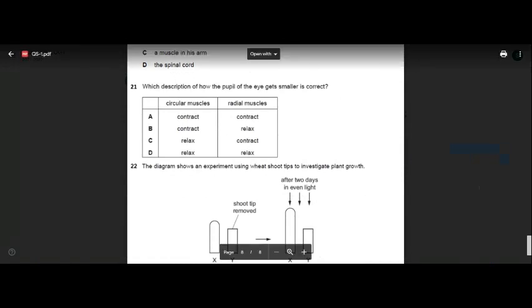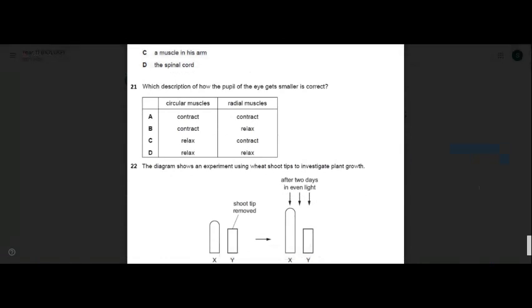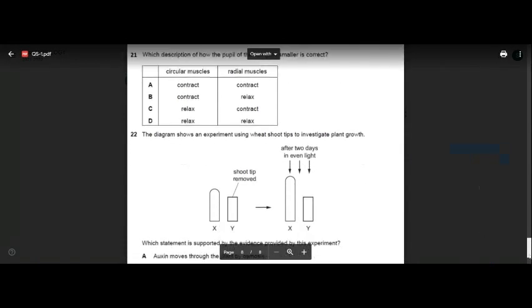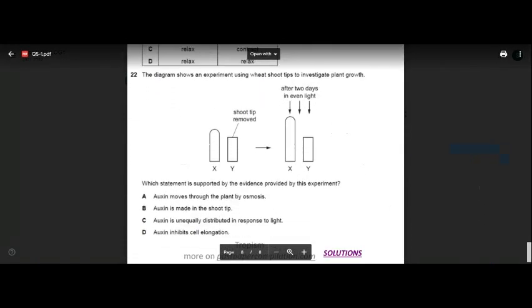And 21, which description of how the pupil of the eye gets smaller is correct? When it gets smaller, that's the constriction or contraction of the circular muscles and the relaxation of the radial muscle again. So B is correct. You should repeat these things many times for yourself. Revise them so you get mastery in this chapter.